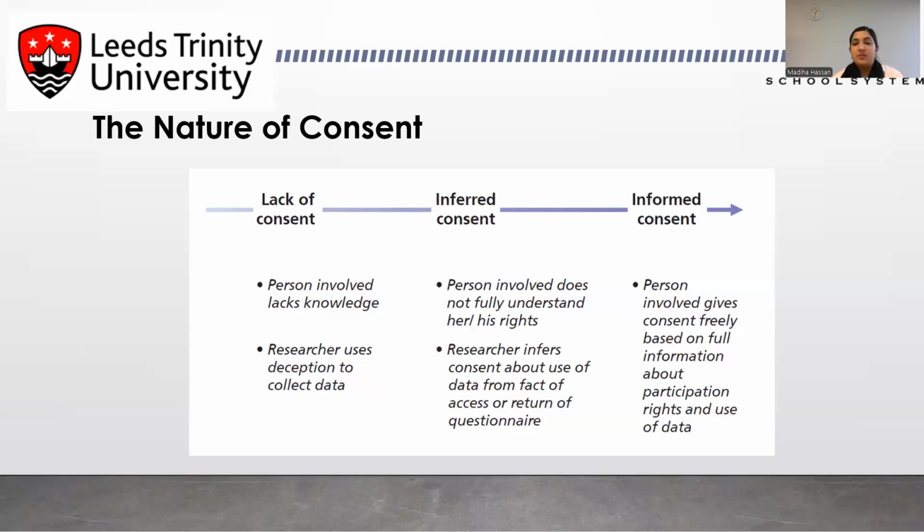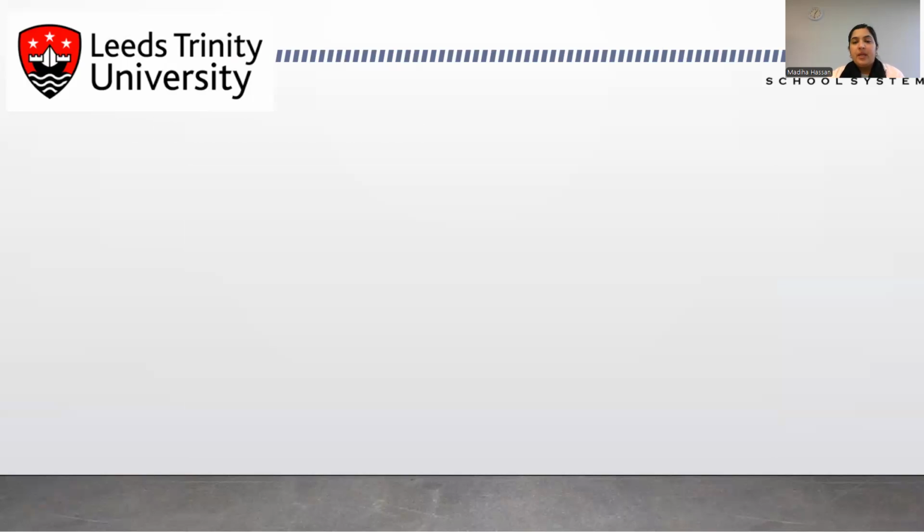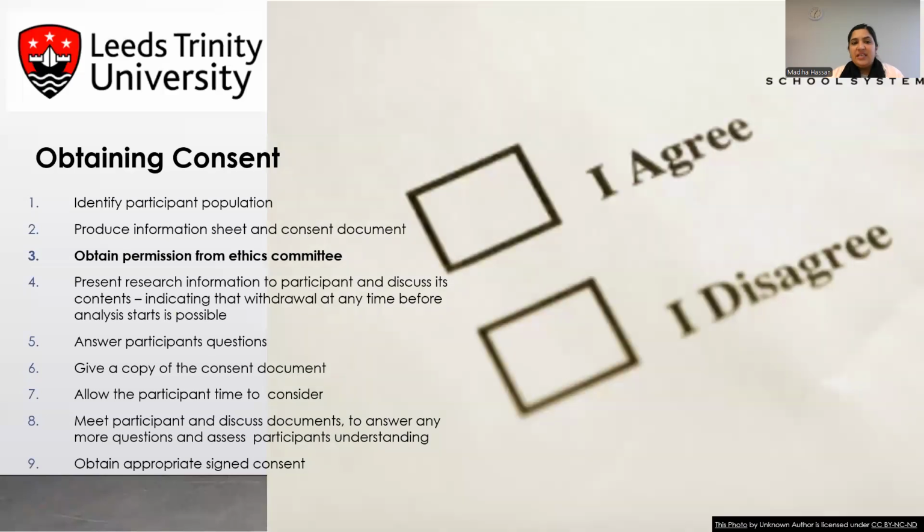Informed consent is when a participant is fully aware of what you are doing. So this is what you have to do. First two things, they are a big no. Obtaining consent: identify participant population, then answer participants' questions if they want any, give a copy of the consent form. It's better to attach a consent form with the survey if you are conducting an interview. Before that, you need to have a signed consent form before doing any interview from anyone.